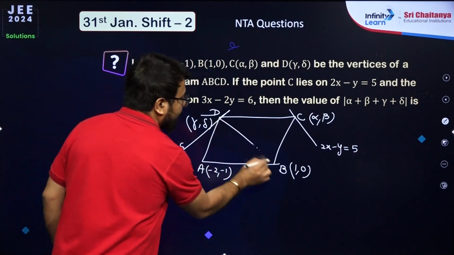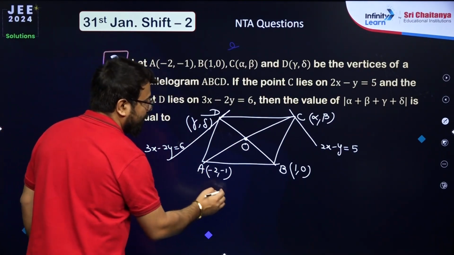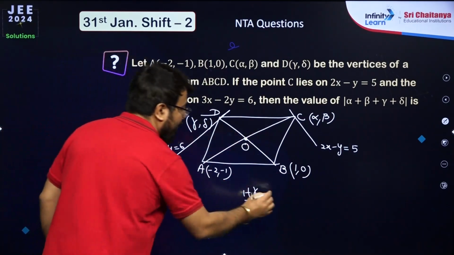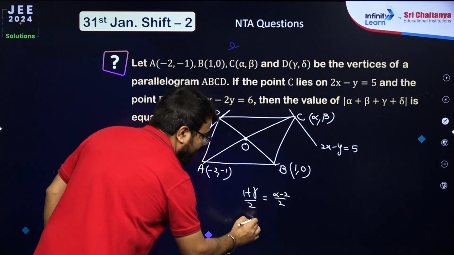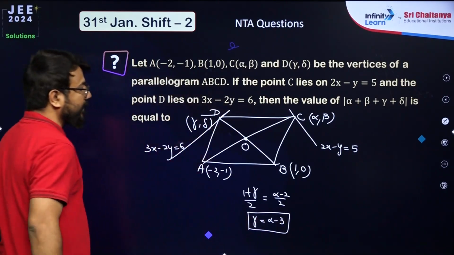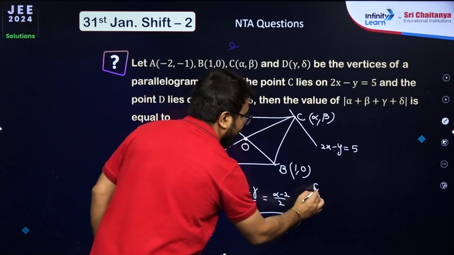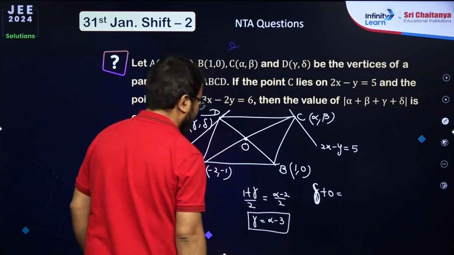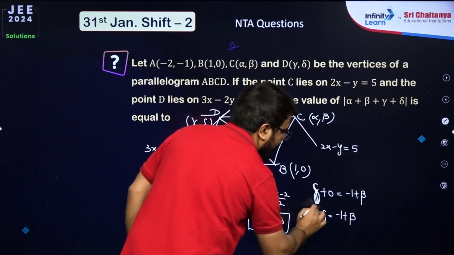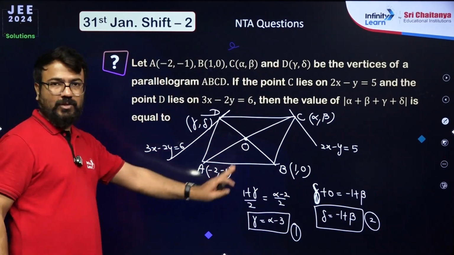Let us take the midpoints of the two diagonals and assume it to be point O. Here we will have (1 plus gamma) upon 2 as the midpoint x coordinate, and here it will be (alpha minus 2) upon 2. So we got a relationship that gamma can be written as alpha minus 3. In the same way, delta plus 0 on one side, and here it is minus 1 plus beta. So delta will be minus 1 plus beta. This is the second relationship, because they have a common midpoint. O is a common midpoint.